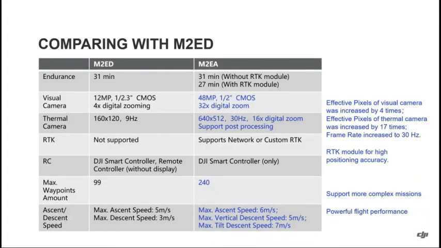So let's first check the comparison between the Mavic 2 Enterprise Duo and the Mavic 2 Enterprise Advanced version. About endurance time, they are the same in this part, if without the RTK module. If Mavic 2 Enterprise Advanced is equipped with the RTK module, then the flight time will be limited to 27 minutes. And for the visual camera, we have improved a lot in the effective pixels, the size of the CMOS, and the digital zoom capability.